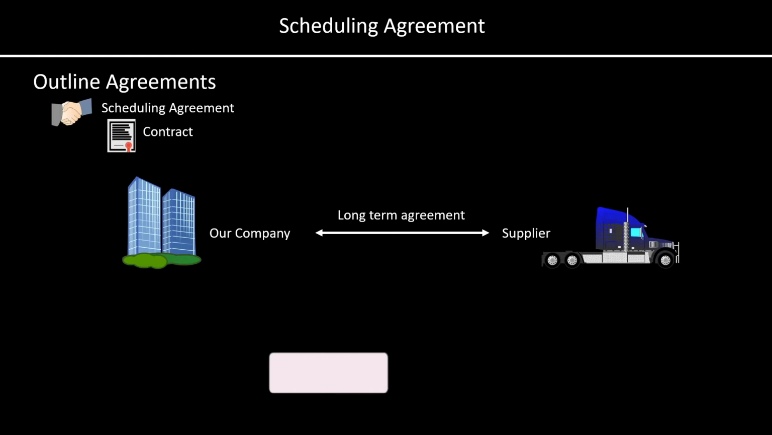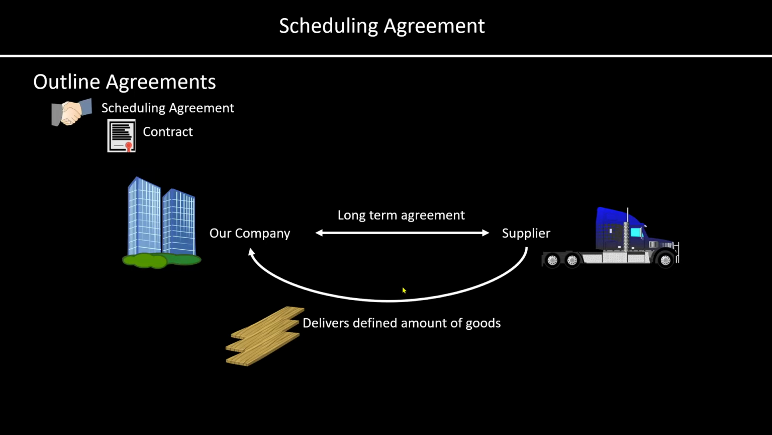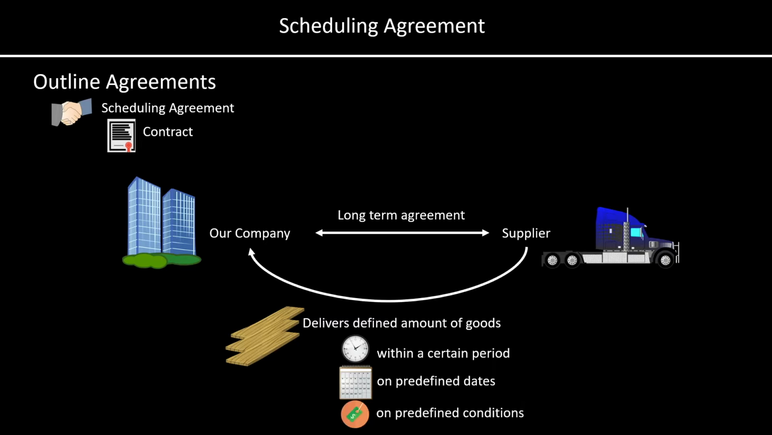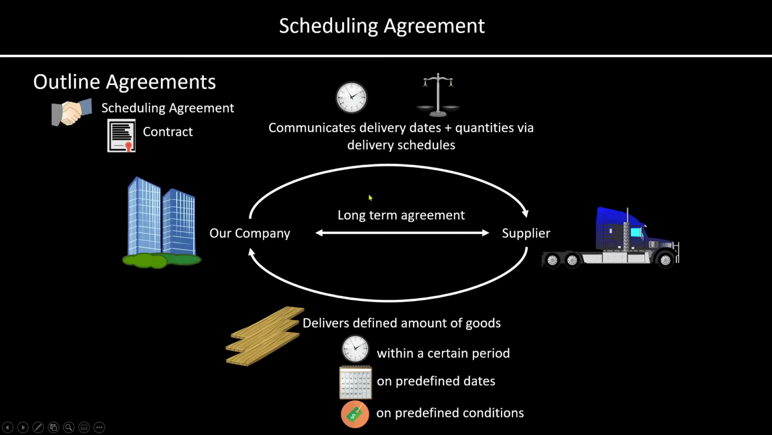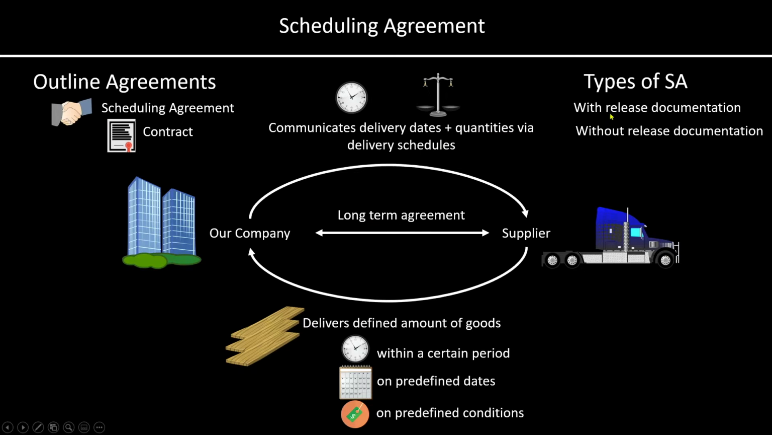In a scheduling agreement, our company and the supplier have a long-term agreement between each other. The agreement states that the supplier will deliver us a defined amount of goods, let's say for instance wood, within a certain period, on predefined dates, and also predefined conditions like prices. Our company will communicate the delivery dates and also the quantity needed via so-called delivery schedules.